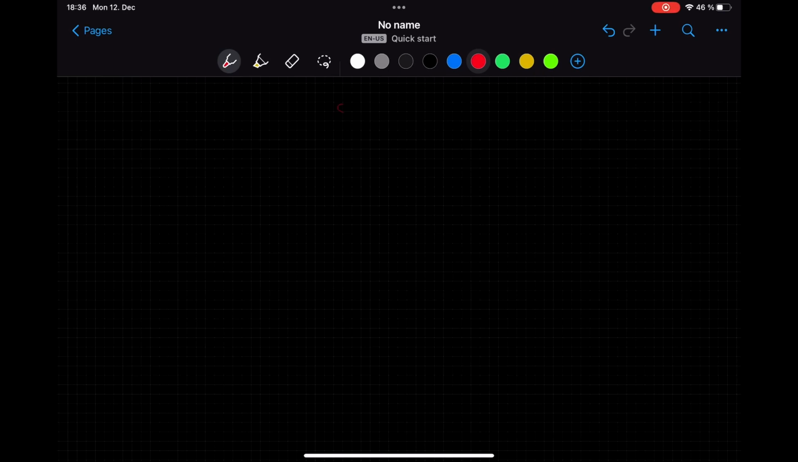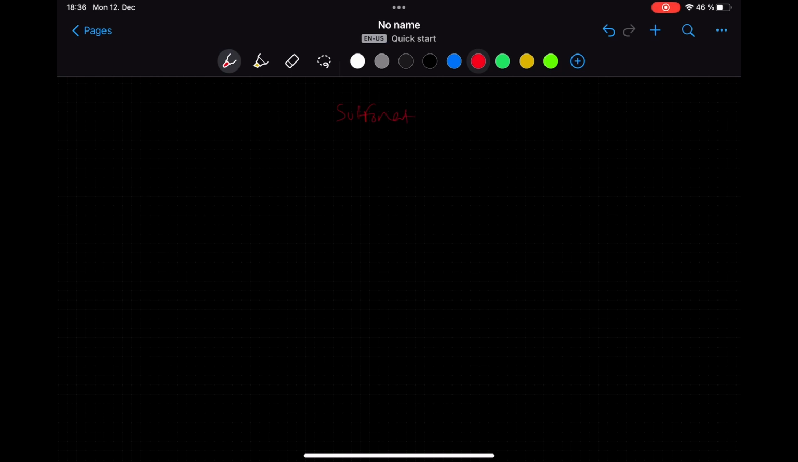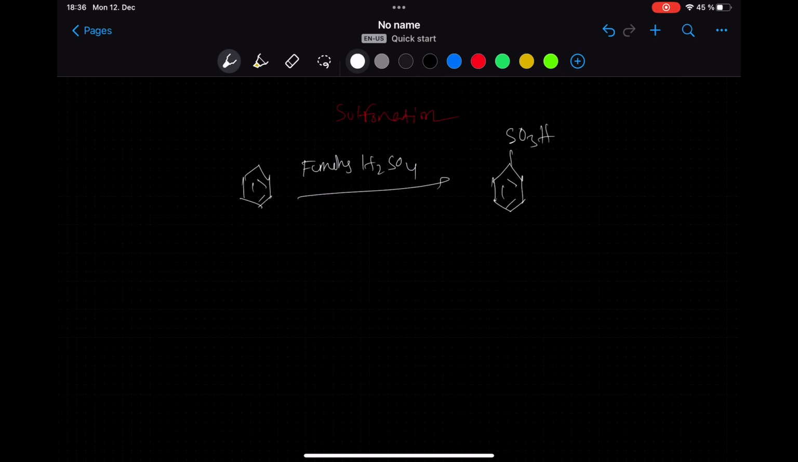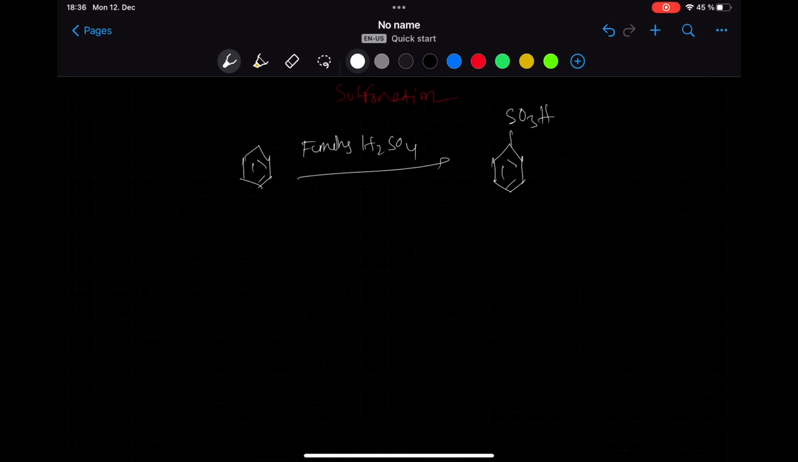Let's talk about sulfonation. Let's say we have a benzene ring and we're adding fuming sulfuric acid, and we'll form this product which looks like this. Now this is an electrophilic aromatic substitution reaction, so we need an electrophile that will be attached to our benzene ring. So in this case our electrophile would be sulfur trioxide.